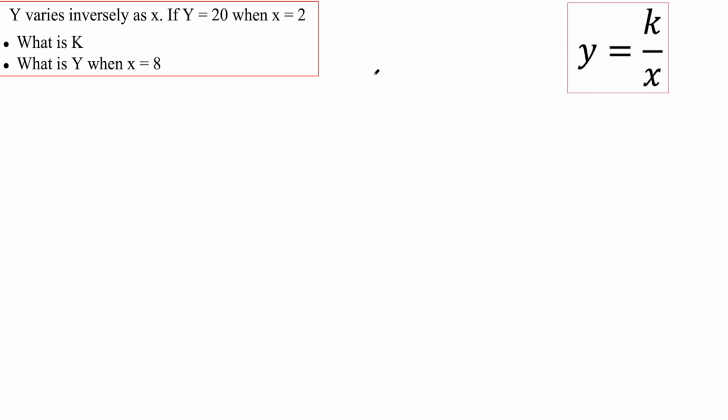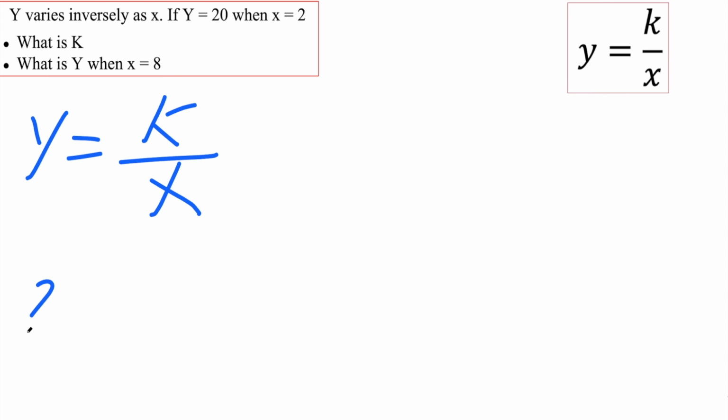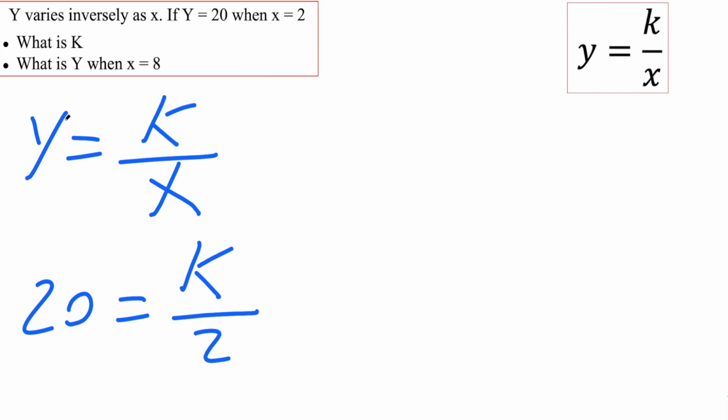So now we're going to solve two concrete problems. This says y varies inversely as x, and if y is 20 when x is equal to 2, we want to determine what is k and what is y when x is equal to 8. It says that it varies inversely, so we get to use the inverse formula. So we can say y is equal to k divided by x. And we're given y is 20 when x is 2, but we don't know the k value. And in this problem, we want to determine what is k.